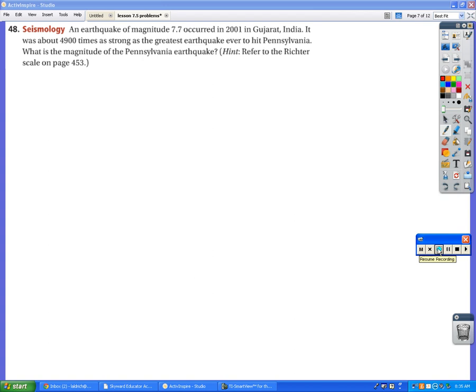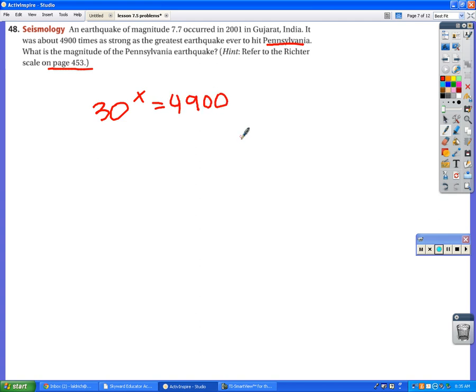If you had looked at the Richter scale on page 453, you would have seen that every time it goes up 1 on the Richter scale, the earthquake magnitude is 30 times as great. So if this earthquake was 4,900 times as large as the one in Pennsylvania, we need to figure out 30 to the what power equals 4,900. How many more jumps on the Richter scale is this earthquake than the one in Pennsylvania? Does that kind of make sense?